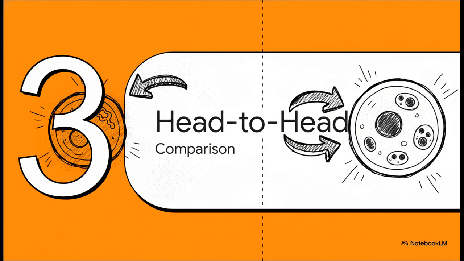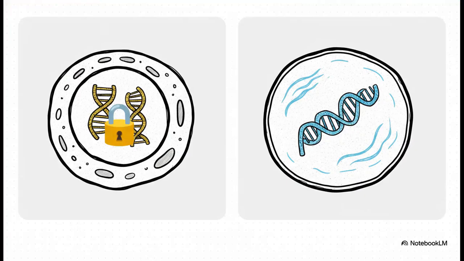Okay, so we've met the two main players in the game of life. Now, let's put them side by side. It's going to make the differences impossible to miss. Look, if you remember only one thing from this whole explainer, make it this. For eukaryotes, the DNA is safely tucked away inside a nucleus. For prokaryotes, it's just out in the open, floating around in the cytoplasm. This one single design choice is the key to everything else.